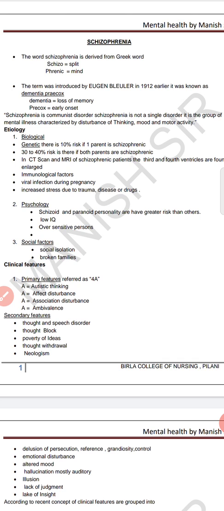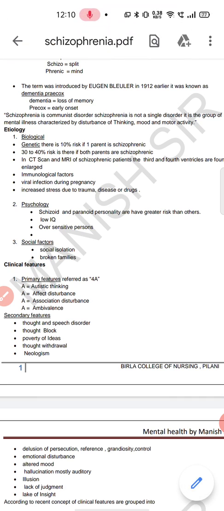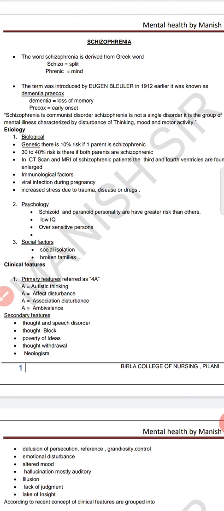The second one is psychological causes. Schizoid and paranoid personality, which we will discuss in the last video. In personality disorders, schizoid and paranoid personalities have a greater risk than others. If the patient has a low IQ, there are greater chances of having schizophrenia. Next are social factors. In social factors we include social isolation, broken families, etc.